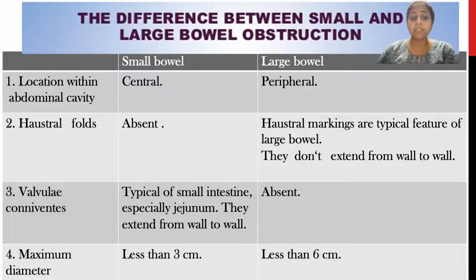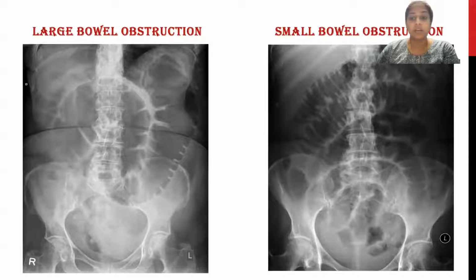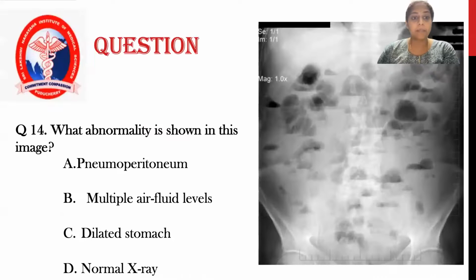The maximum diameter should be less than 3 centimeters in a small bowel and less than 6 centimeters in a large bowel. If it exceeds this, then we are considering a large or a small bowel pathology. This is again the same image that we had seen earlier. I just wanted you to see all the points that we had discussed.